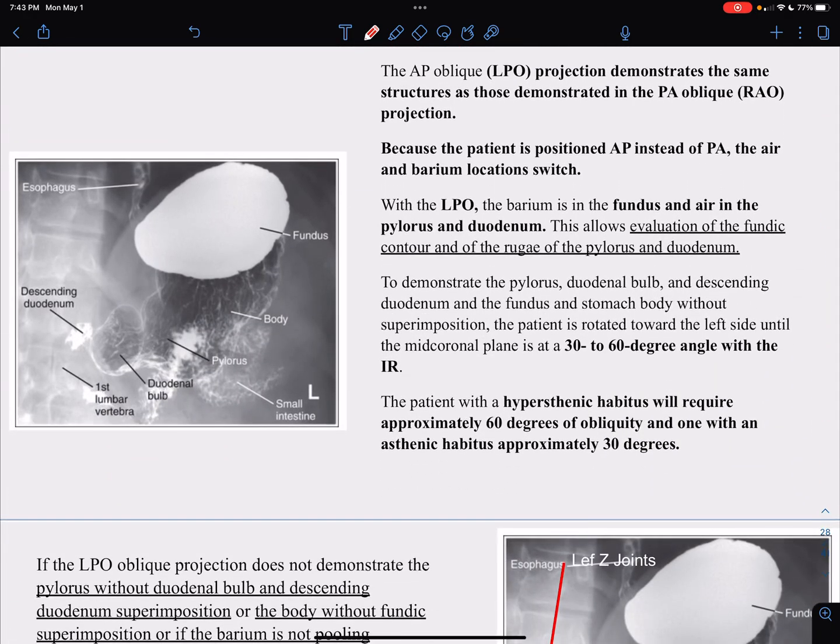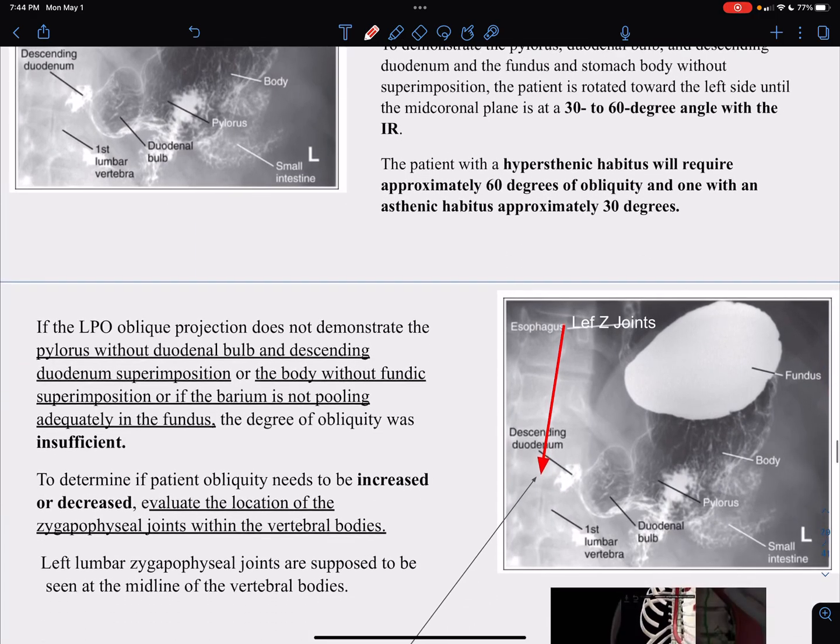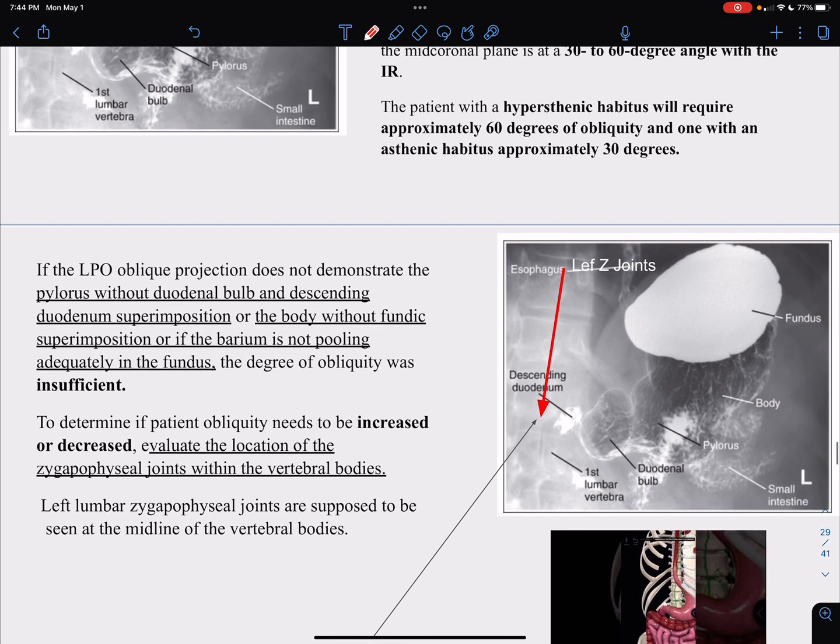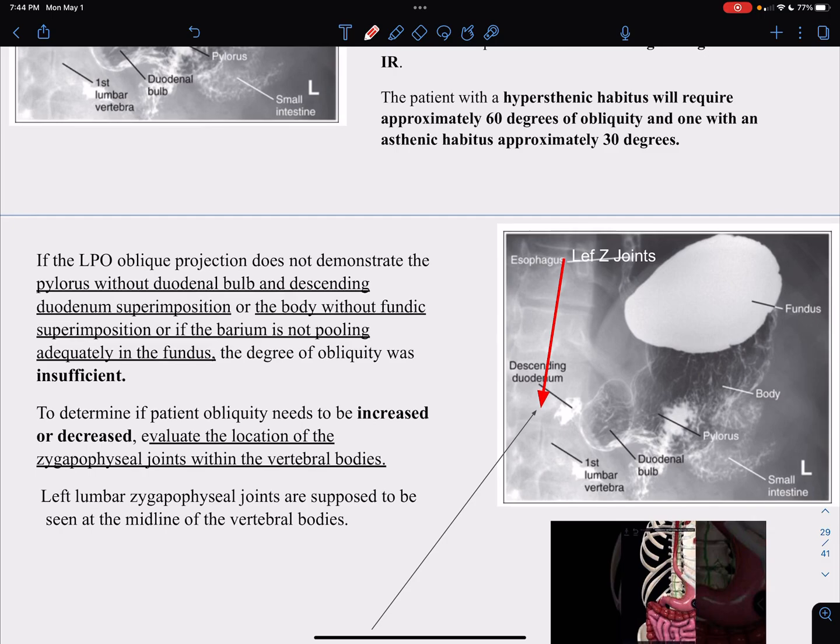I kind of think, and just remember that the LPO and RAO reflect the same anatomy. It's just that the barium and air are going to be opposite. The patient that's hypersthenic habitus is going to require approximately 60 degrees of obliquity, and one with the asthenic is 30.